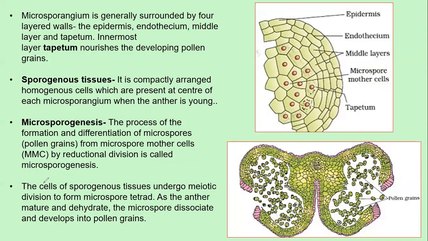Microsporangium is generally surrounded by 4 wall layers. Look at this diagram. You'll have the outer epidermis layer, which is followed by the endothecium. Then you will have the middle layer. Then the microspore mother cell. That is, there are mainly 4 layers, so I'm marking only the 4 layers. The 4th or the innermost layer is the tapetum.